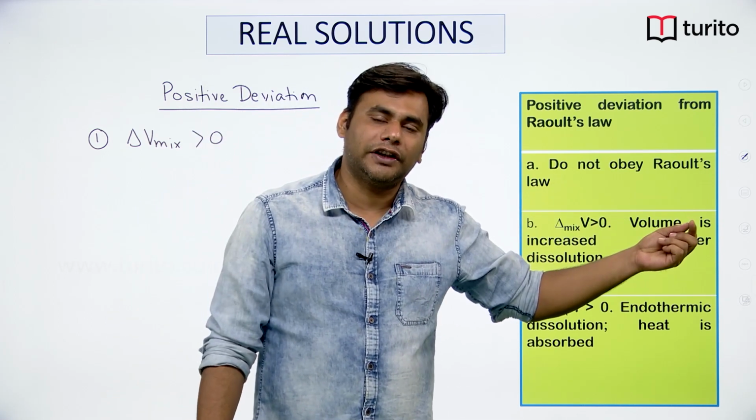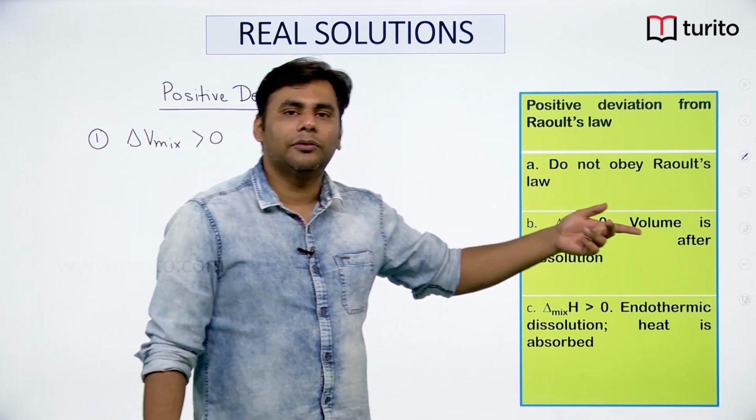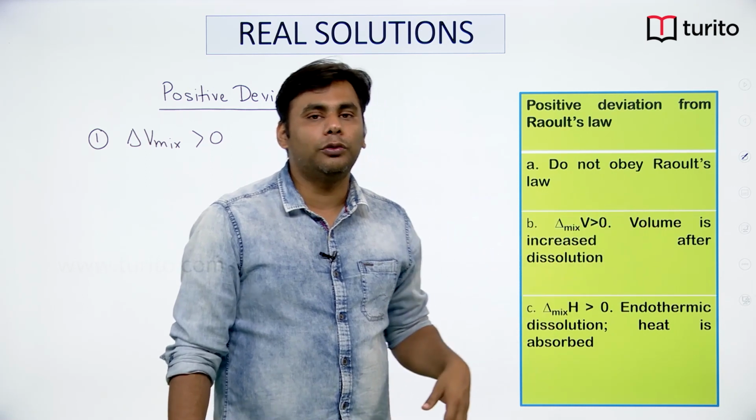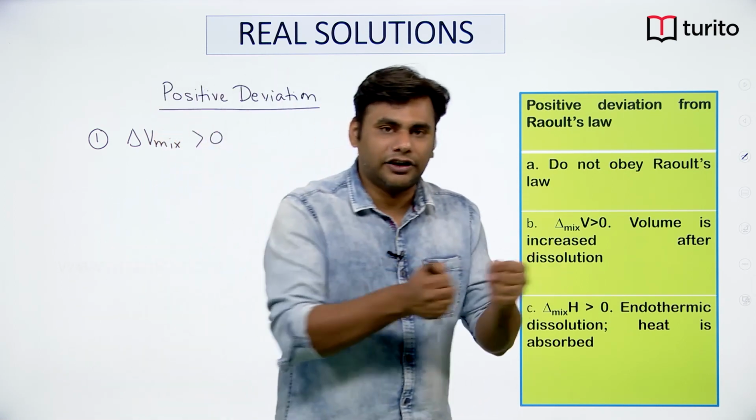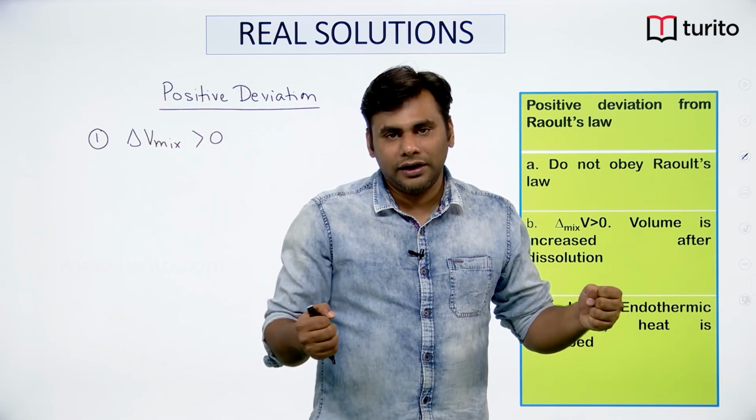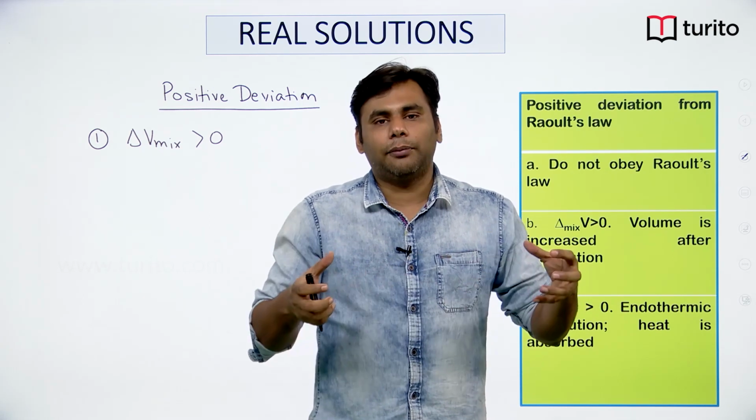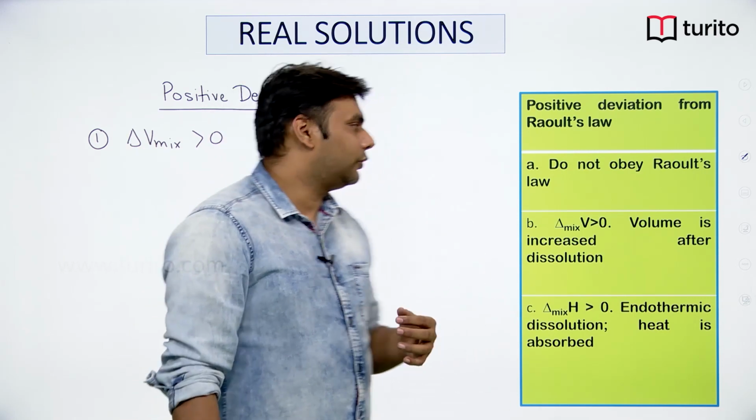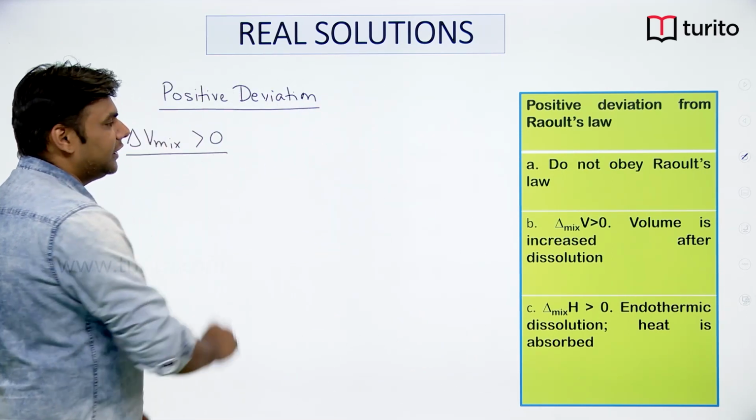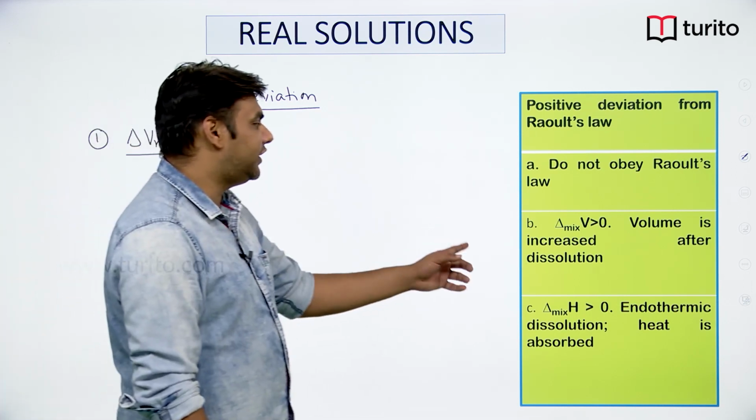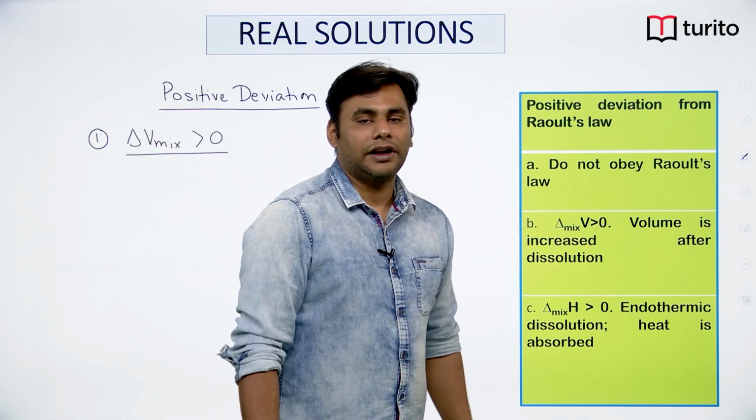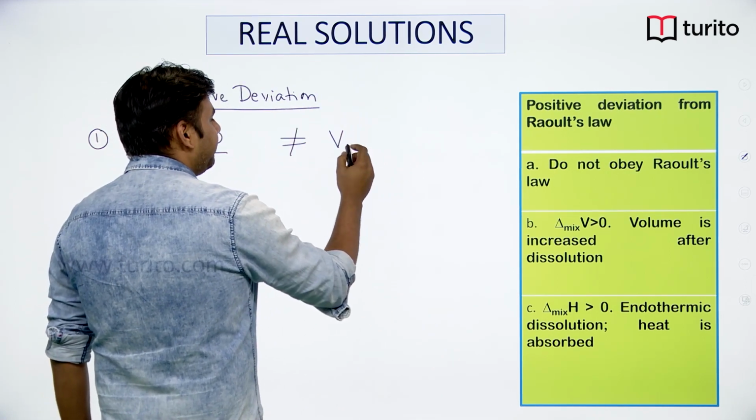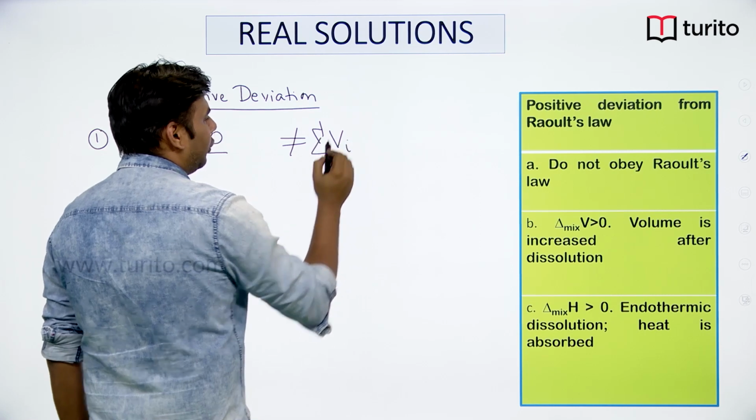So suppose initially 10 ml of ethanol was there and we were mixing 10 ml of say carbon disulfide, we were expecting the volume to be 20 ml, but because the interaction between the liquids has broken and they have moved a little far apart, they will occupy more volume, okay, and the total volume would increase. So in that case I will say that delta V mixing is greater than 0. So volume is increased after dissolution, that is not equal to the summation of volume of individual components.